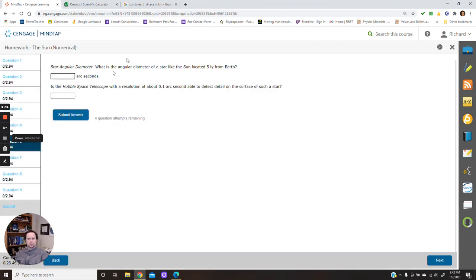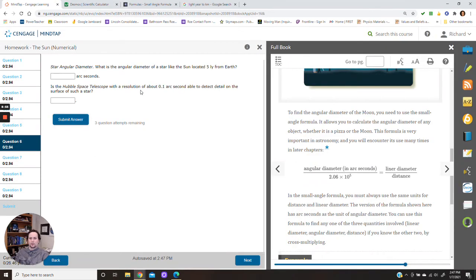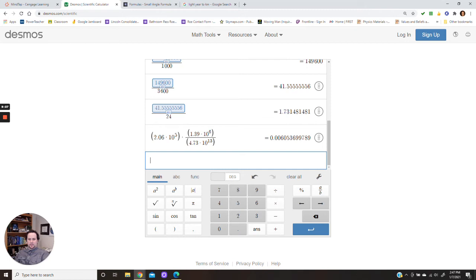All right, so the first one says angular diameter of a star. That's what I'm going to find, so I'm going to start with that. 2.06 times 10 to the 5th. Okay, I'm looking up the small angle formula we have right here on the side. I decided to get it here because I wanted to look at it back and forth. So we're solving for this piece up here. I set that up and did the calculation, knowing that everything has to be in the same unit. Everything has to be in kilometers to get the right units. It could be light years as well, but I used kilometers here.